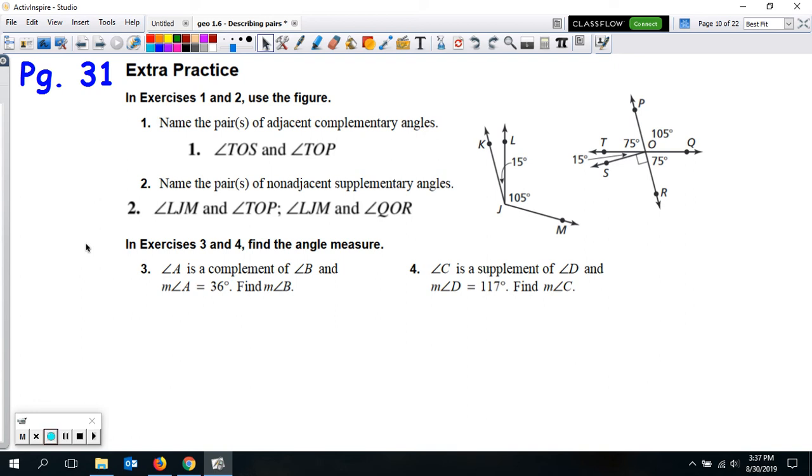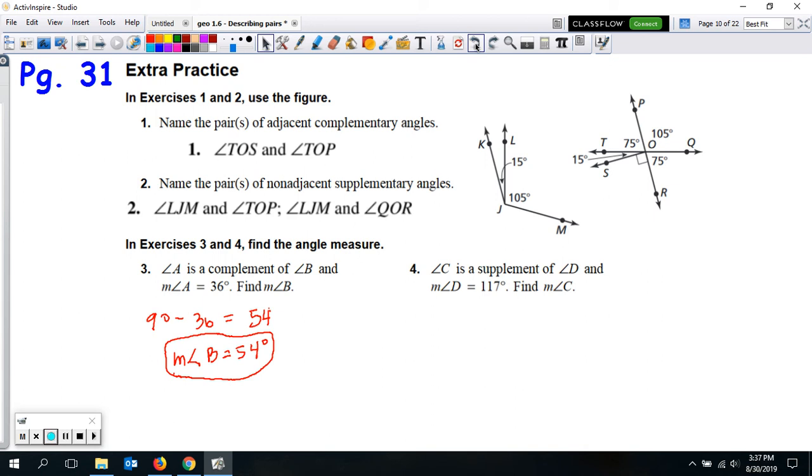All right, hopefully you paused it. You got the answers for 3 and 4. Let's go ahead and check these. So for this one, complement means 90 degrees. They add up to 90. So 90 minus the 36 degrees there. 90 minus 36 is going to give us 54. So our answer is going to be 54 degrees. Measure of angle B equals 54 degrees.